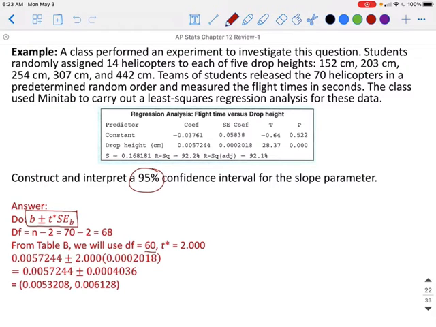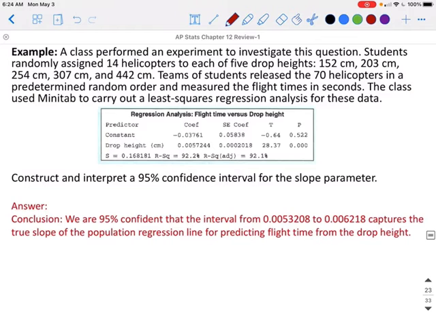Now, we need to use our b value, which is the coefficient for the drop height. We need our t star, which we found from the table, and we need our SE sub b. So this is the SE for the drop height because it's the slope. And if we put that into our calculator, if we plug this part in first to see what we're going to add or subtract, remember you are going to subtract first to get the first number, add to get the second number, and this will give us our interval. Then we just need to write our conclusion.